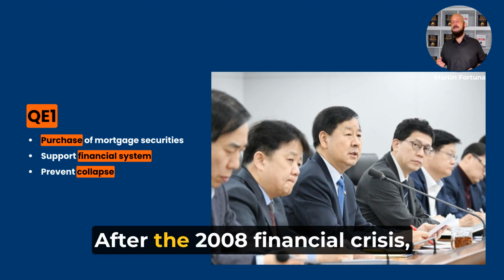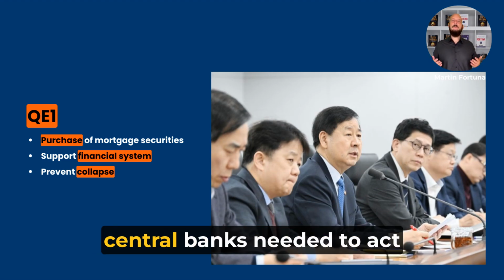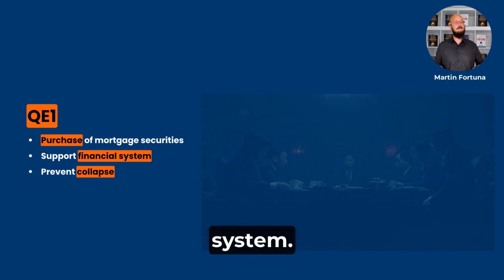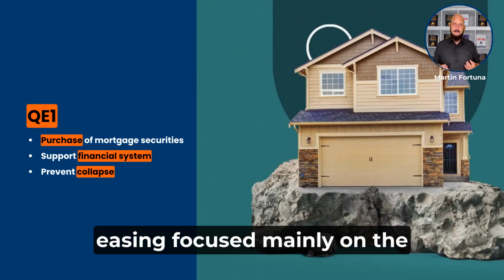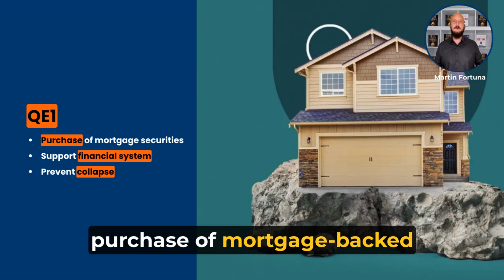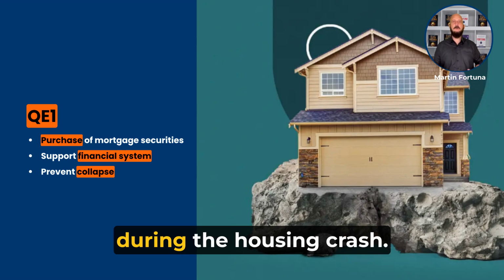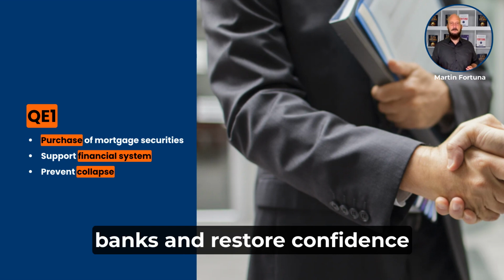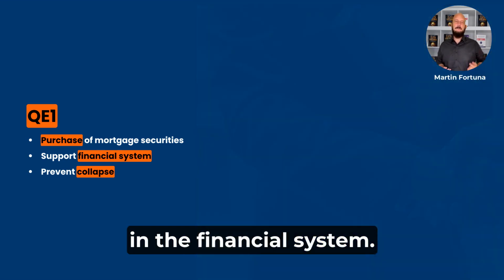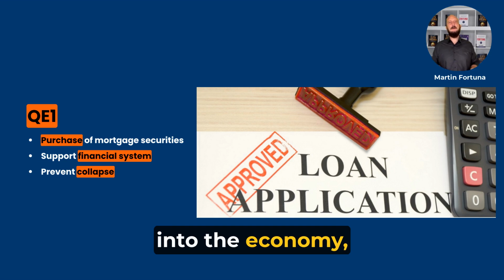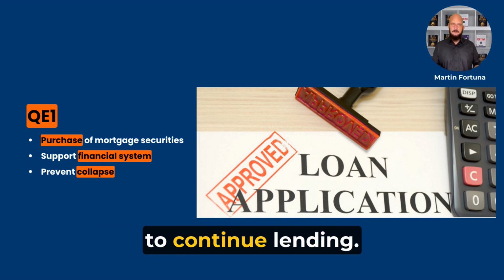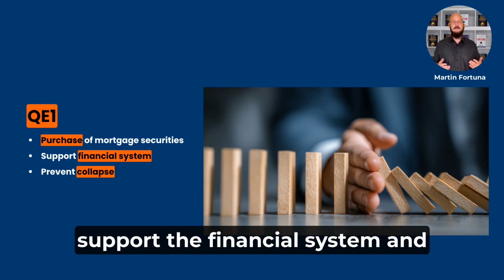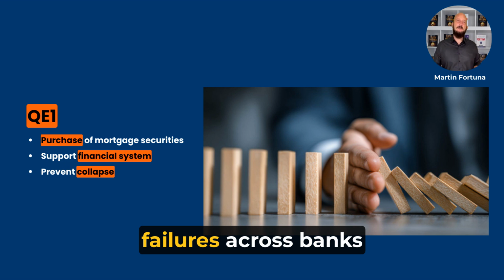QE1. After the 2008 financial crisis, central banks needed to act quickly to prevent a complete collapse of the financial system. The first round of quantitative easing focused mainly on the purchase of mortgage-backed securities, which were heavily affected during the housing crash. By buying these assets, central banks helped stabilize banks and restore confidence in the financial system. This also injected liquidity into the economy, allowing financial institutions to continue lending. The primary goal of QE1 was to support the financial system and prevent a chain reaction of failures across banks and businesses.